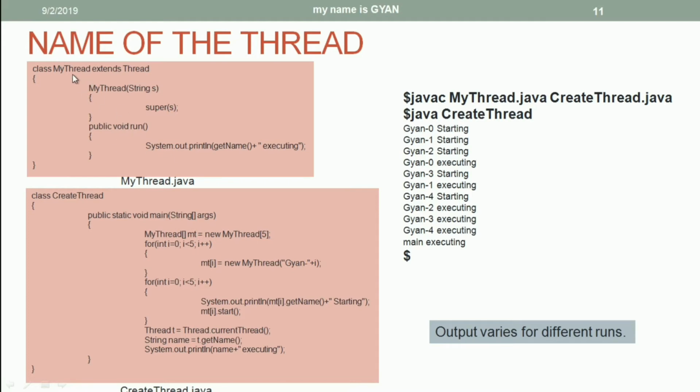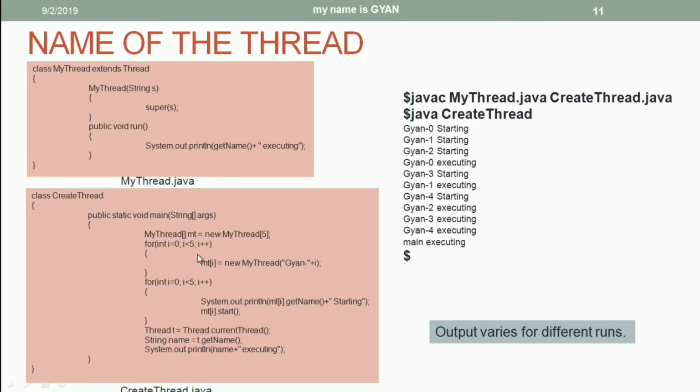In the method run of the class myThread, we are printing the name of the current thread, and then we are printing the string executing. So the thread because of which the method run is executing, here we will print the name of that thread plus executing. Let's come to the method main of the class createThread. After creating that array, we are executing a for loop from the value of i equal to 0 to the value of i equal to 4. In that for loop, we are creating a new object of type myThread with gyan- as a string, and we are concatenating an integer to that string.